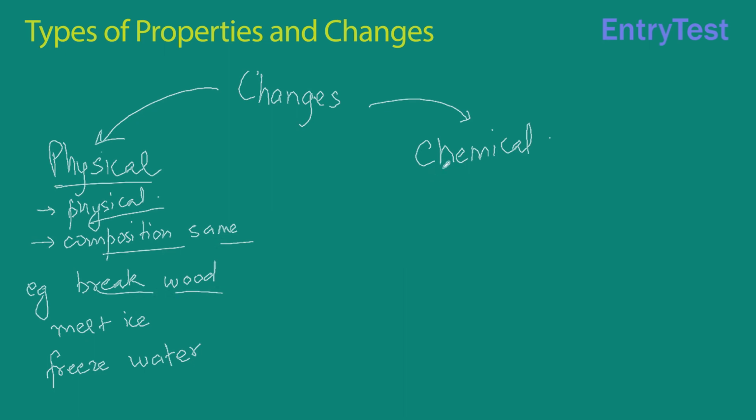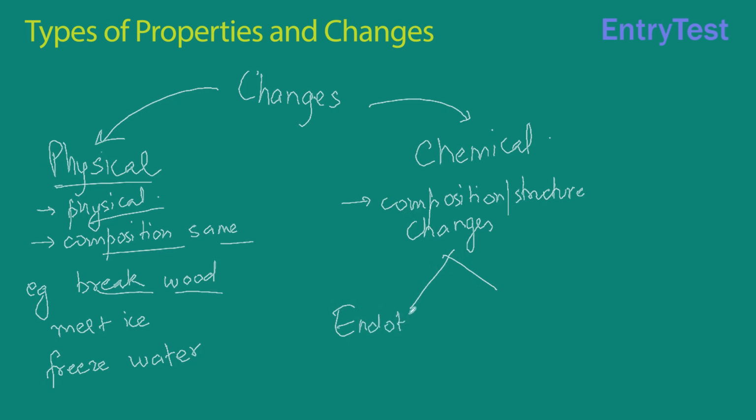Chemical changes, however, happen in the composition and the structure. So the composition of the substance or its structure undergoes a change. And chemical changes are also known as chemical reactions, and these are of two types, endothermic and exothermic, but we will not be discussing these kind of reactions in this video. We will discuss them in a separate video.